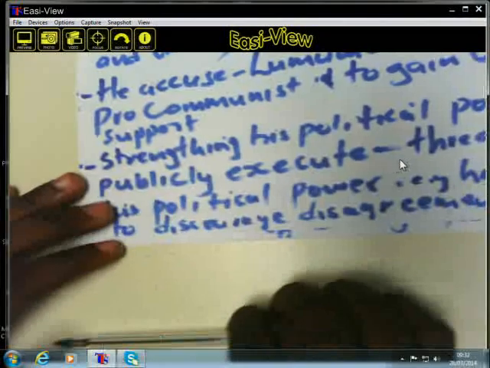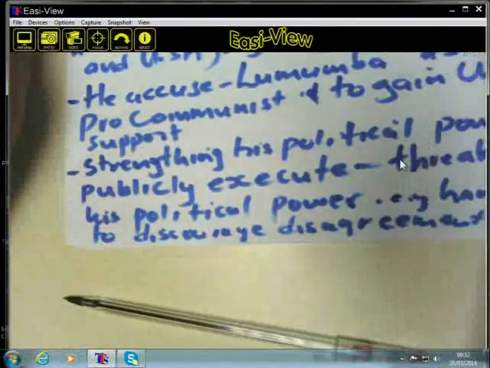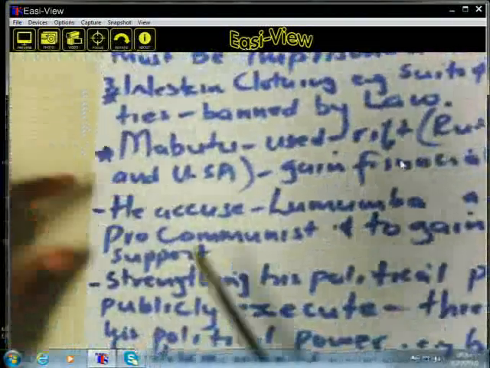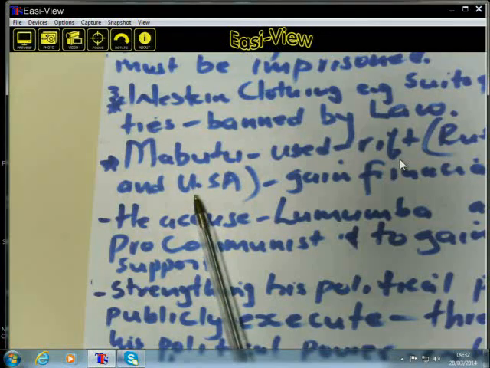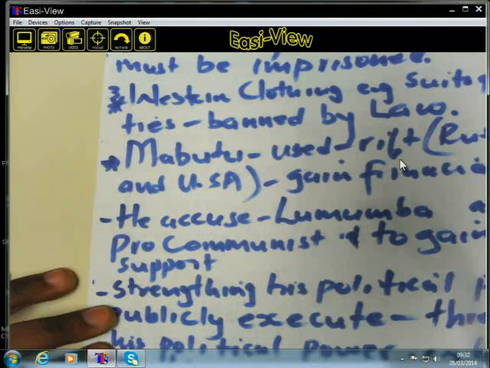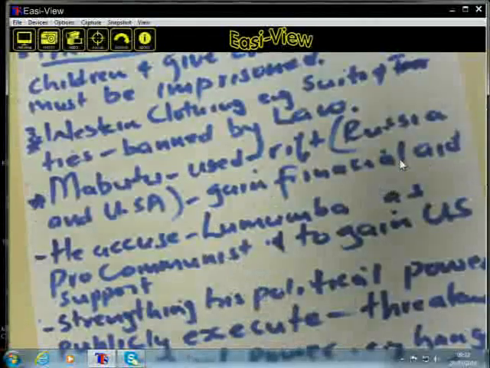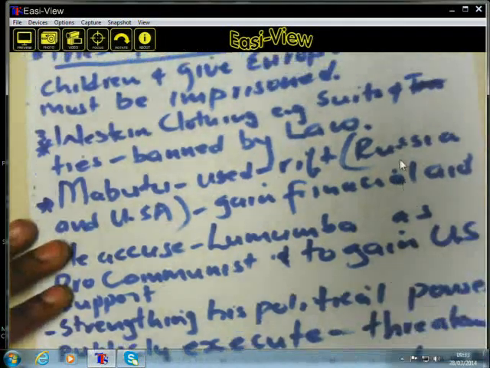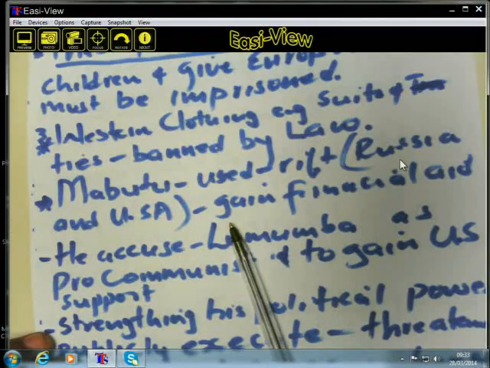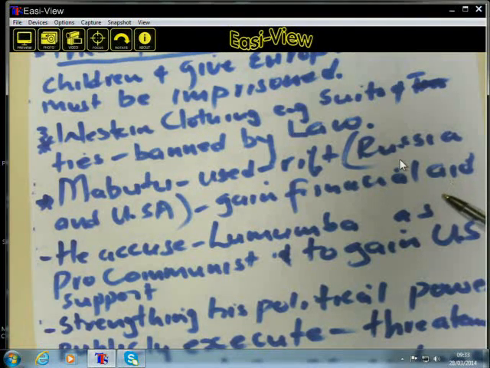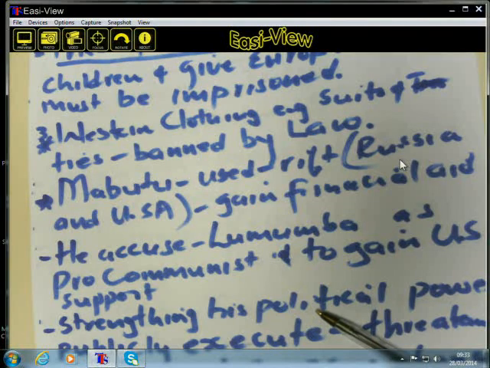He became so clever, Mobutu Sese Seko, in trying to make sure that he protects his country, Congo. The rift or the misunderstanding due to the Cold War that existed between Russia and the USA, or the Soviet Union, he made that rift work for his benefit to gain financial aid. By doing what? He accuses Lumumba as pro-communist and to gain US support.